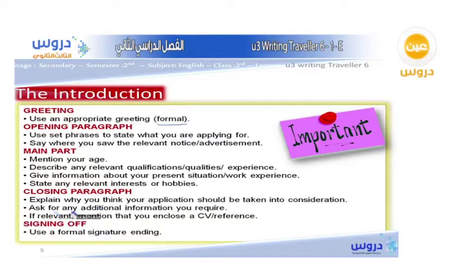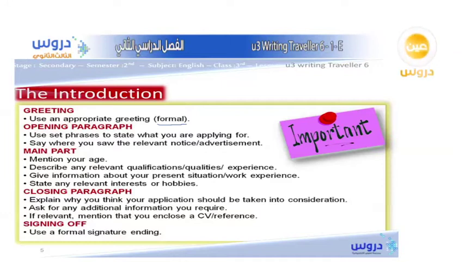All right, and then ask for any additional information you require. Also, if relevant, mention that you enclose a CV, or what we call a reference. At the end, use a formal signature ending. And this is, for example, how to write the application letter, or even, sometimes we call it, a resume.